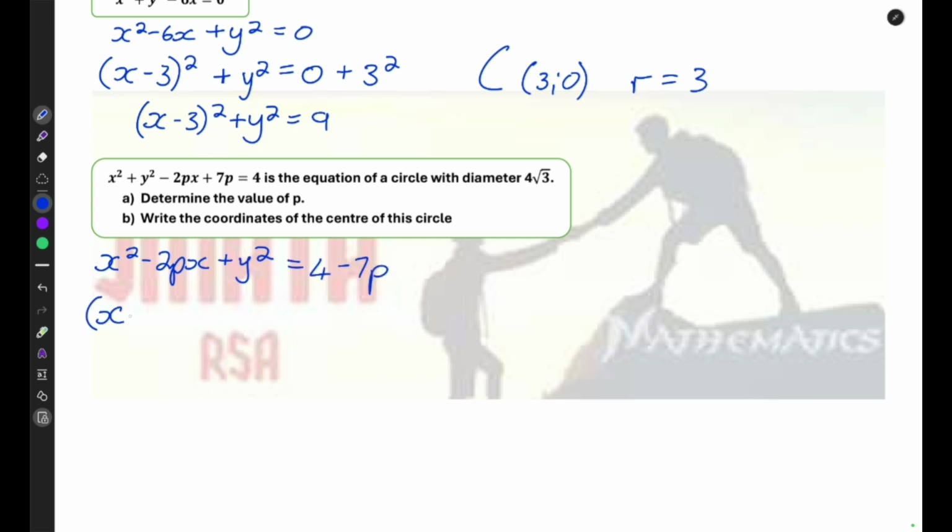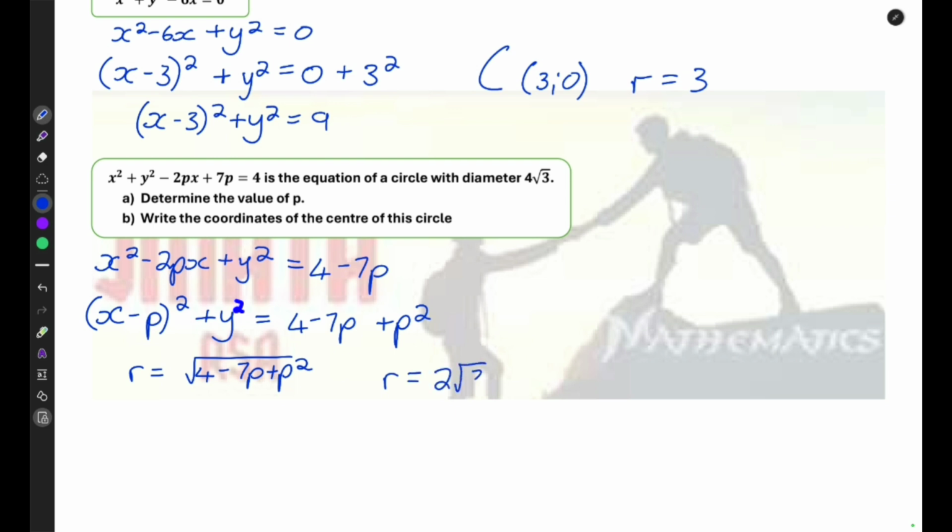Now I know this is going to be x minus, I just need to half that, so that's just 1p squared plus y squared is then equal to 4 minus 7p plus p squared, because in the first bracket I just wrote a p. Now, that's as far as I can go, because they didn't want the center yet, but they want the value of p. So I know the radius is equal to the square root of 4 minus 7p plus p squared, and I also know the diameter is 4 root 3, but I would need to work with the radius. So therefore, the radius is half of that, which would then just be 2 root 3.